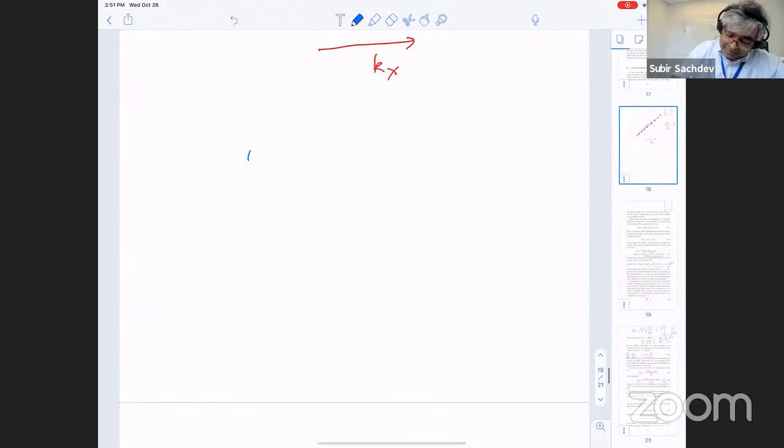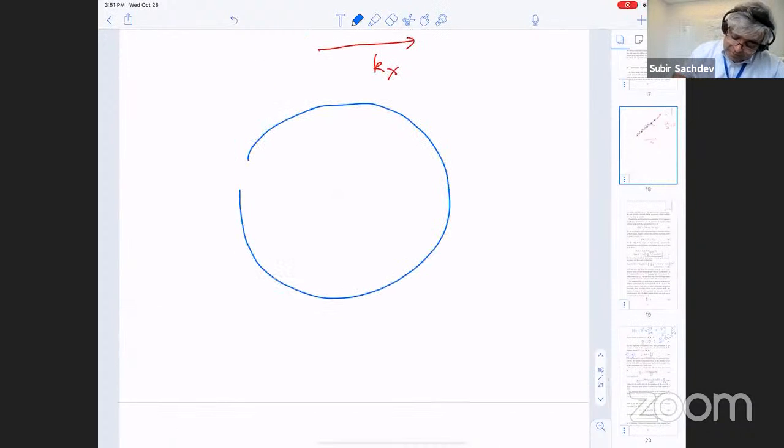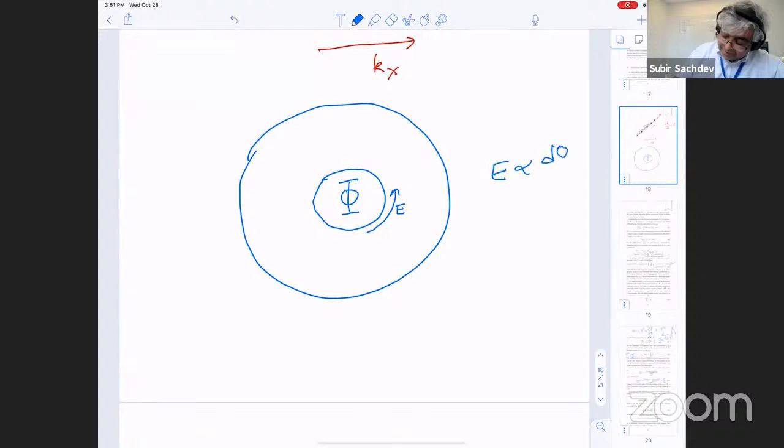So take a geometry like this, and maybe we make a hole in the center of the sample, and then you insert a flux tube in the center. So now there'll be an electric field created this way, where the electric field will be proportional to d phi dt. And if you make phi have exactly 2 pi flux, then as we've seen earlier in superconductivity, that's equivalent to just what's called a large gauge transformation.